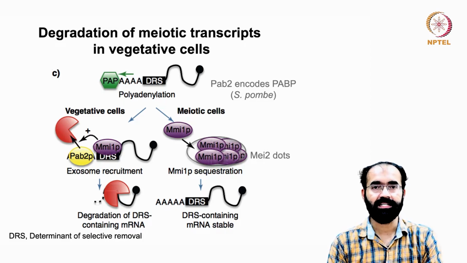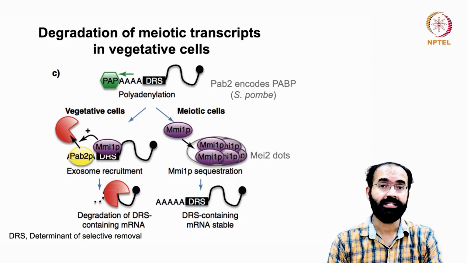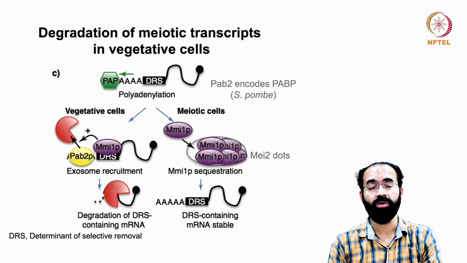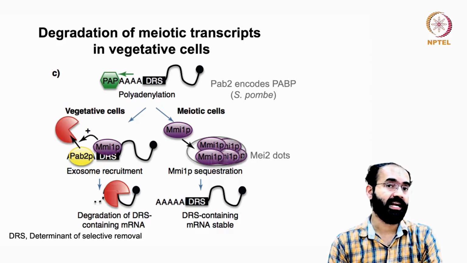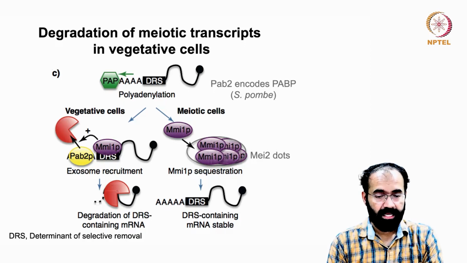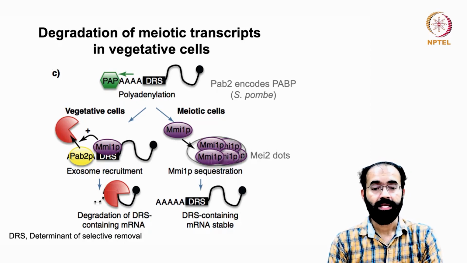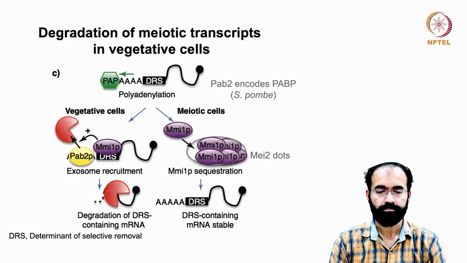So for convenience, let us go through the degradation of meiotic transcript. That means transcripts give rise to proteins, and those proteins are helpful in maintaining the meiotic status of the cell. So a meiotic transcript in a vegetative cell, which is mitotic by the way, is unwanted. I told you that the cells switch between mitotic and meiotic phases. So a vegetative cell has to deal with the meiotic transcript. You have to get rid of them. How does yeast do that?